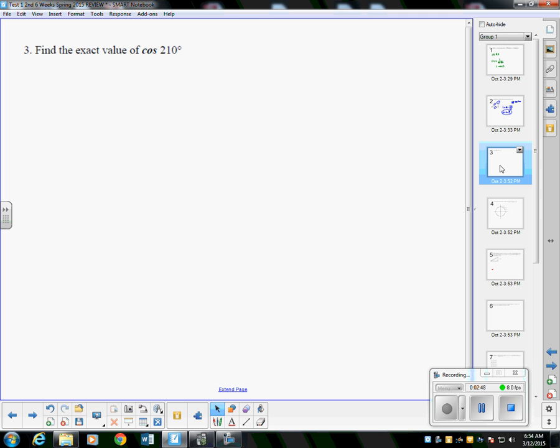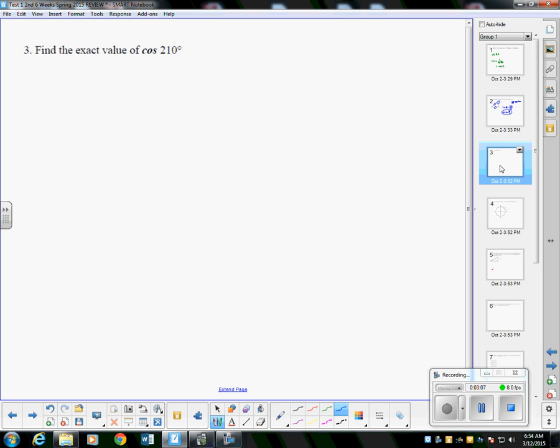All right, this says to find the exact value of the cosine of 210 degrees. Now, if it says an exact value, that means that angle is an angle for which we know the coordinates of where the terminal ray crosses a circle. More specifically, it's going to be on our unit circle. Well, how do we know?